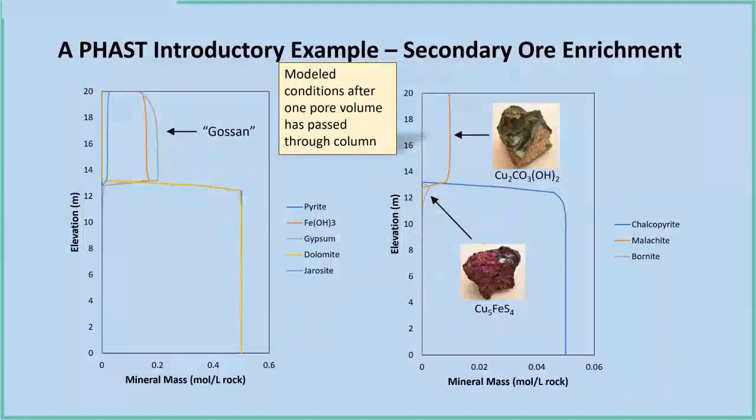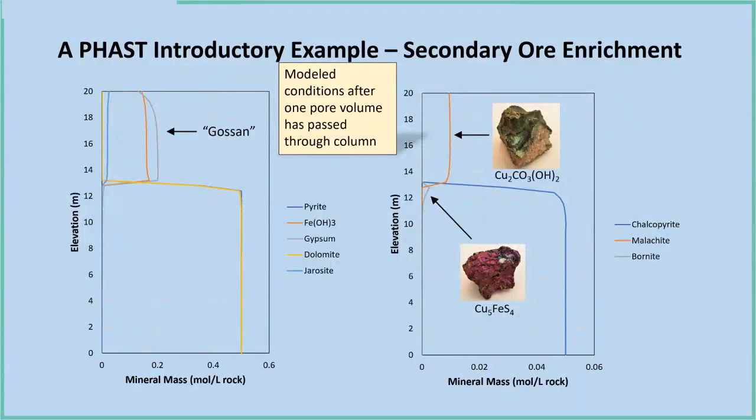So after all that, here are some of the model results after more than one pore volume of water has passed through the system. Again, remember that all water-rock interactions are modeled as being in equilibrium all the time, as opposed to considering reaction kinetics, which would perhaps be a more realistic way of handling this problem. The non-copper-bearing mineral phases are shown on the left graph, and the copper ore-forming minerals are shown on the right. For both plots, elevation is shown on the vertical axis, and the mineral masses, which are expressed in moles per unit volume of rock, are shown on the horizontal axes.